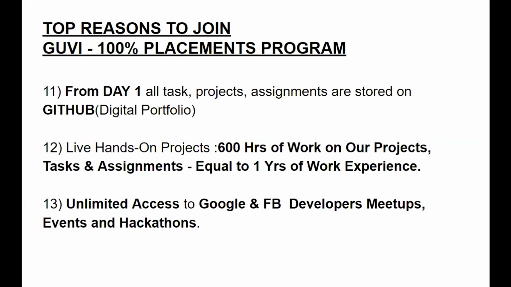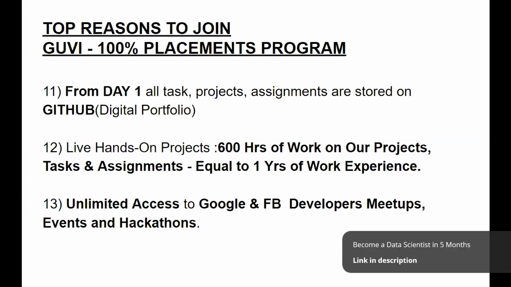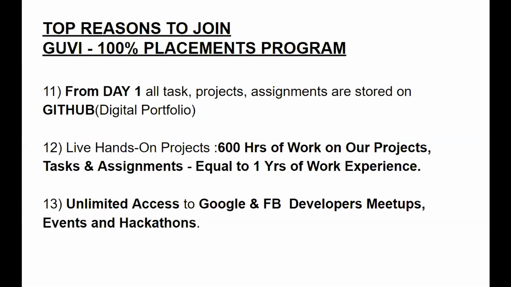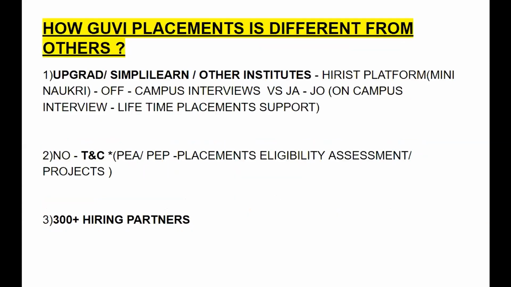And the best part here is that 600 hours of learning in our projects and tasks is equivalent to 1 year of work experience, because all these projects and tasks are given by the companies. So that's the kind of learning that you're going to have with this. And you'll have unlimited access to Google and Facebook developers meetups, a lot of events like this, and webinars. You'll have unlimited access to this, guys.